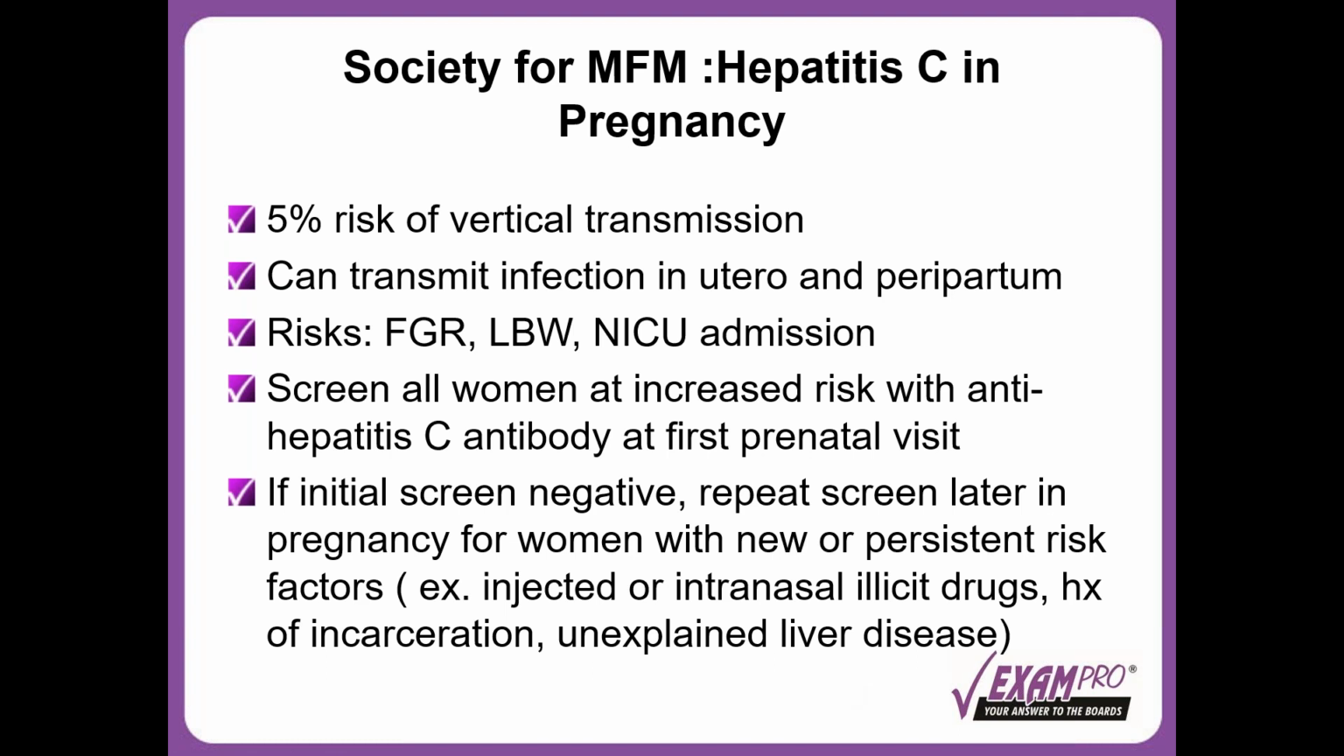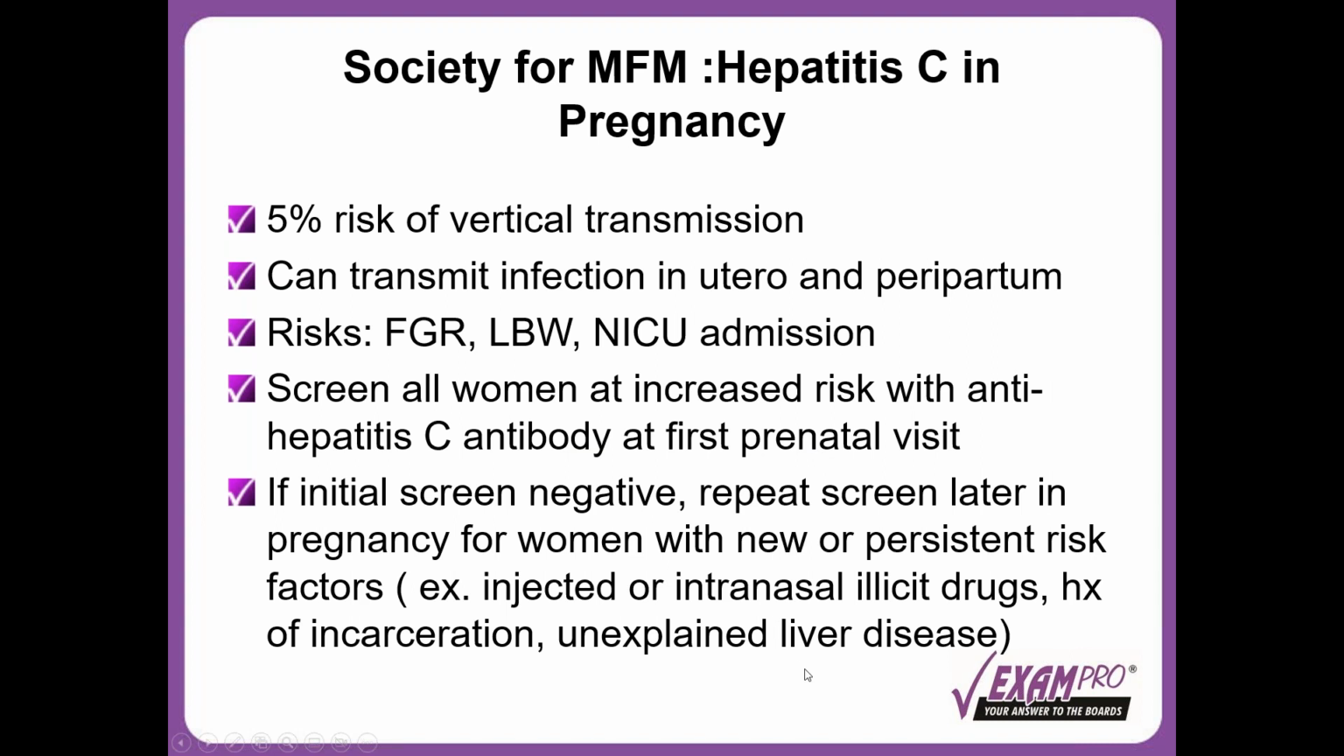So who should we screen? Most of us now are just doing universal screening for hepatitis C. But in this publication, the Society for MFM says to screen all women at increased risk for hepatitis C with anti-hepatitis C antibody at their first prenatal visit. If that initial screen is negative, you should repeat the screen later in the pregnancy for women who have new or persistent risk factors, such as injected or intranasal illicit drugs, a history of incarceration, or unexplained liver disease. In this publication, there's a whole box of different things that increase the risk. But most of us are going to screen at the first prenatal visit.